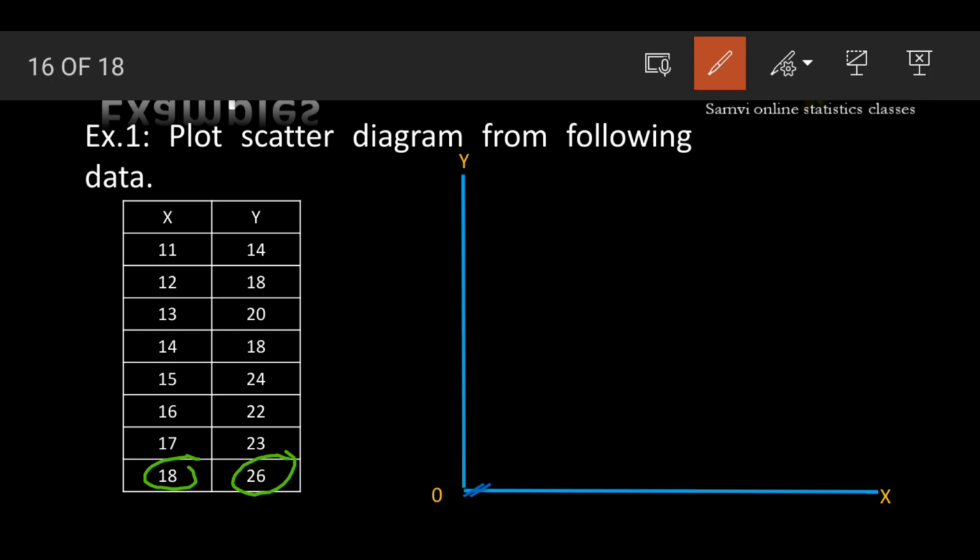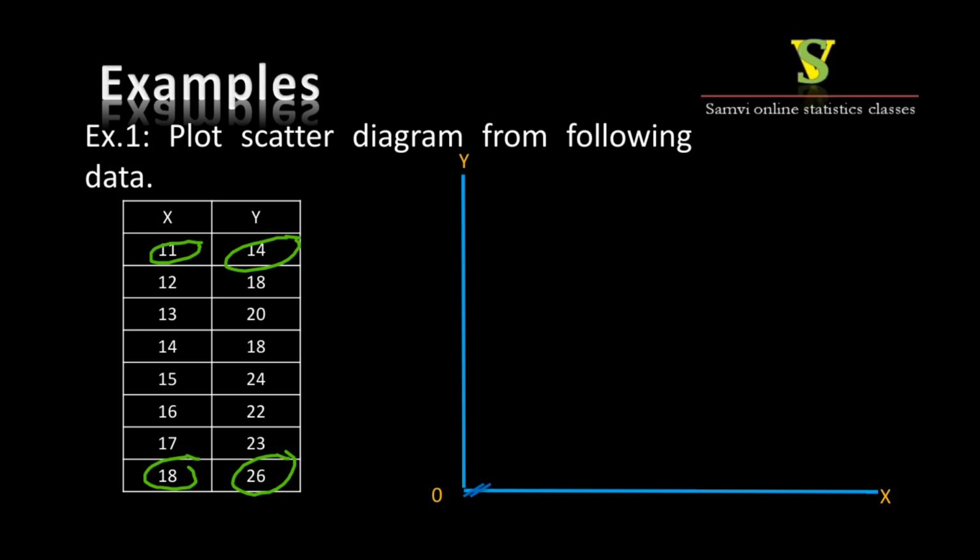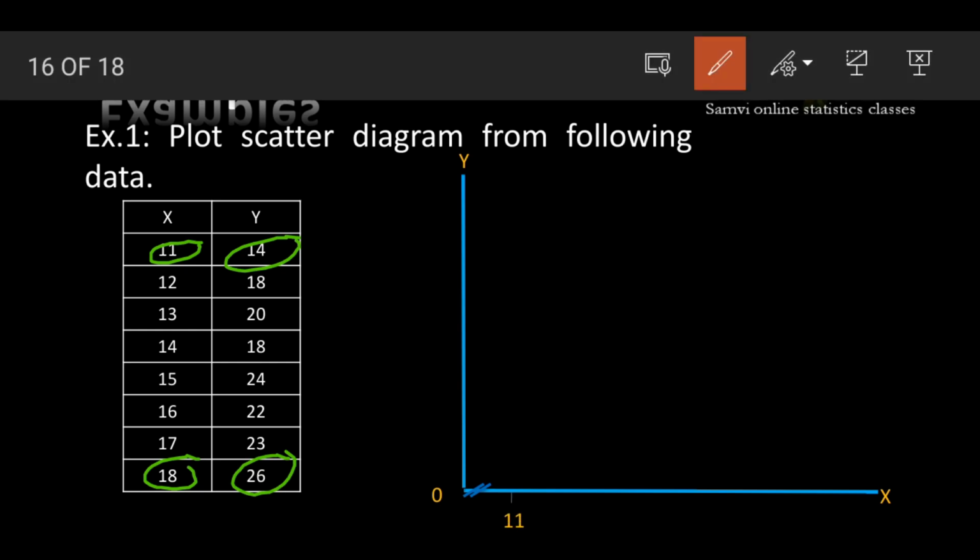So now you have to verify the lowest value. In the x variable it is 11 and in the y variable it is 14. Getting? So now I will divide the x-axis. Make the first division and write down the lowest value, that is 11. See, here I plotted two parallel lines. This indicates the false base. So whatever values are between 0 and 11 come under this false base.